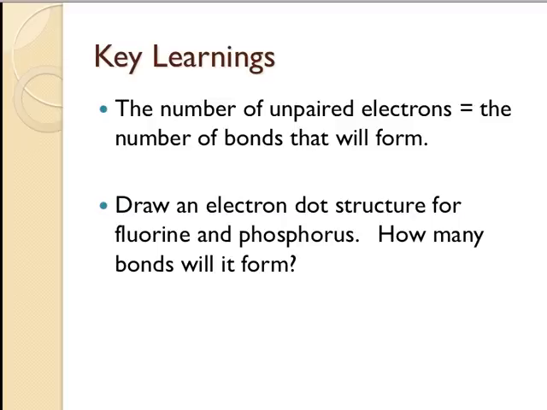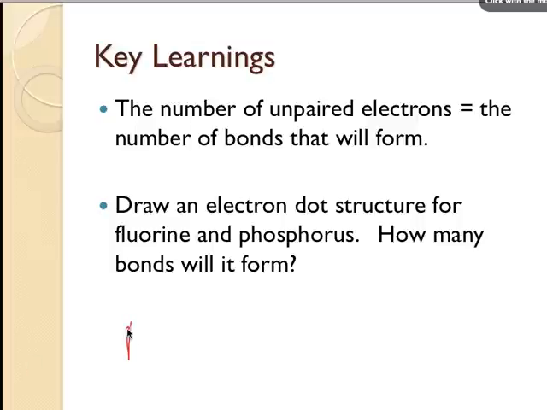Okay, so what do we hope to learn? That the number of unpaired electrons equals the number of bonds that are going to form for that element. And that we can draw an electron dot structure for fluorine and phosphorus, and predict how many bonds each will form. So pause, draw those 2 electron dot structures, and answer that question. Okay, so you should have your own drawing.